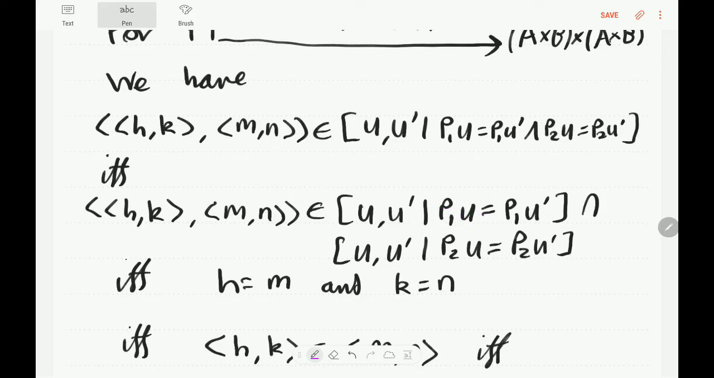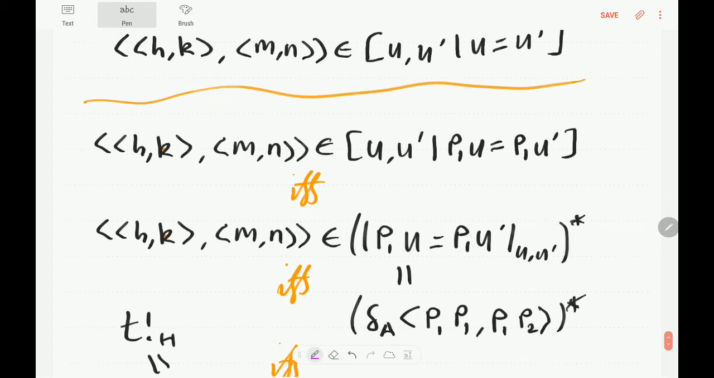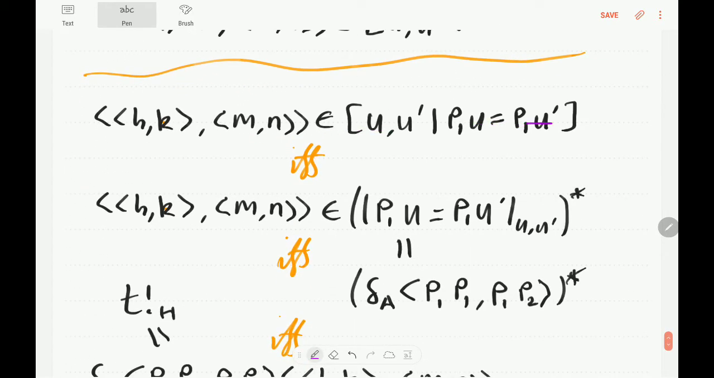You can sort of see that by looking at this. We're taking the u here, and we're doing the first projection of it. That'll give us the h. And then we take the u dash and we take the first projection of it, that'll give us the m, and we want those to be equal. And similarly over here, we're taking the u, we're getting the k from it, and we're taking the u dash and we're getting the n from it. But let's just see this first bit more clearly. So I claim that h comma k comma m comma n is in the extension of p1u equals p1u dash if and only if h equals m. Just to see that more clearly, we suppose that's in the extension.